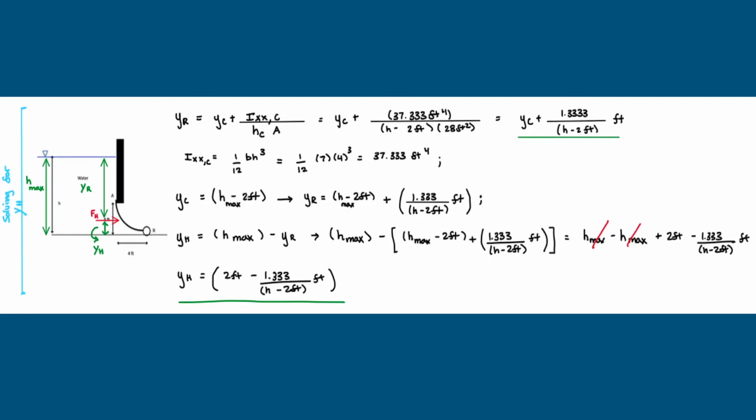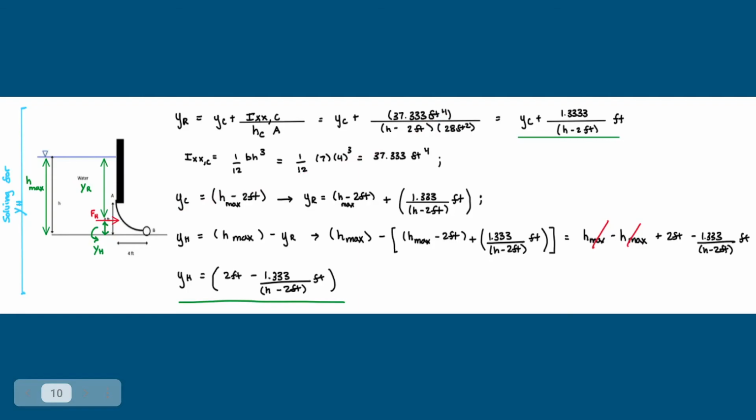First, we will start with YR, which represents the distance from the free surface to the point where the force acts. As you can see, this is YR. YR is calculated by the equation shown. It's given by YC plus IXX,C over hc times A. Now, we've already determined what hc is, which is given right here, and what A is, but we need to figure out what IXX,C is.